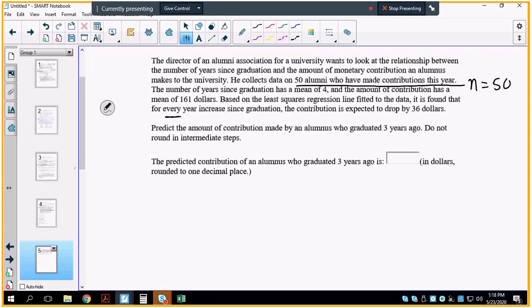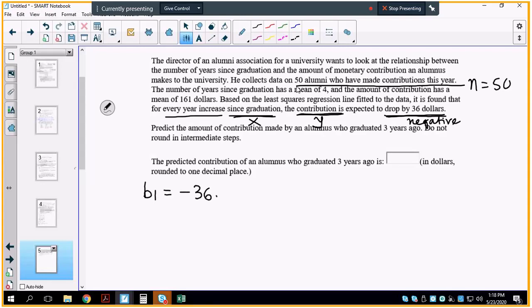so this is 1 unit increase in what? In the number of years since graduation. So number of years since graduation is your x. The contribution is expected to drop by $36. That's interesting. So clearly the contribution is your y, but it is dropping. So the slope is negative because an increase in x is resulting in a decrease in y. So the first information I say, B1 is equal to negative 36.